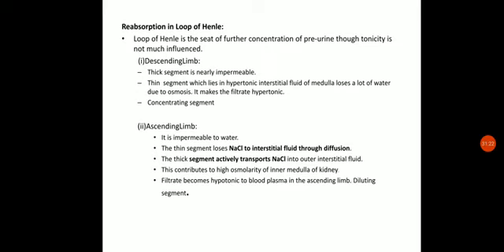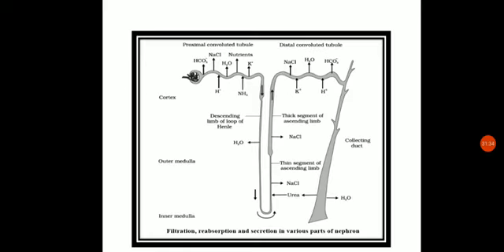There are again a thin segment and a thick segment. The thin segment loses NaCl to the interstitial fluid through diffusion. As we have seen, the thin segment has a higher solute concentration, so this NaCl will be removed by simple diffusion. Here we can see the ascending limb, having two segments: this is the thin segment and this is the thick segment. The thin segment removes this NaCl by simple diffusion, from high concentration to low concentration.